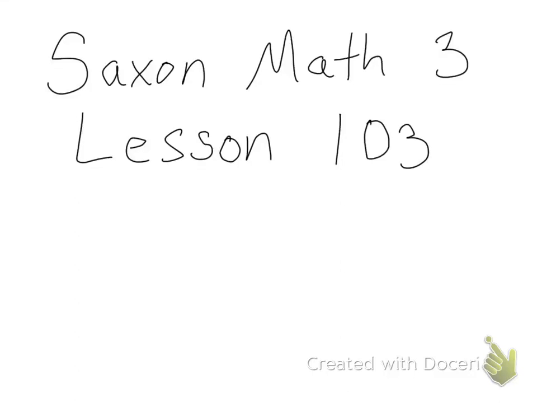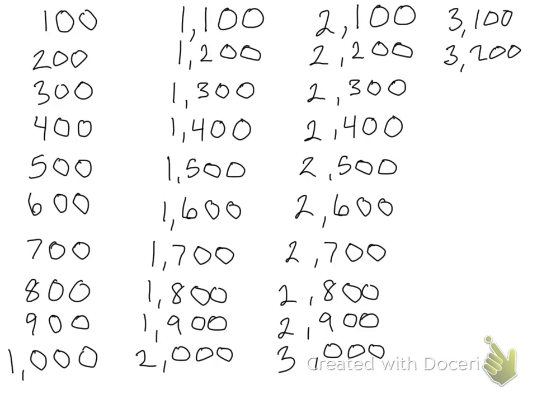Hi, today's lesson is lesson 103, reading and writing 6-digit numbers and multiplying by 100 and 1000. So let's start counting by 100, starting at 100. Okay? So we go until we get to 1000. So we have 100, 200, 300, 400, 500, 600, 700, 800, 900, 1000.